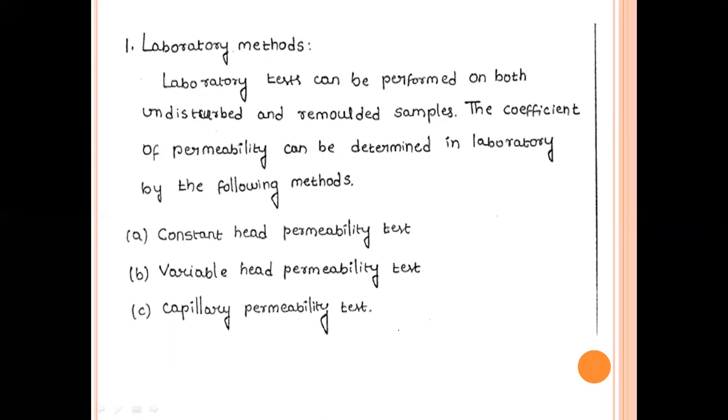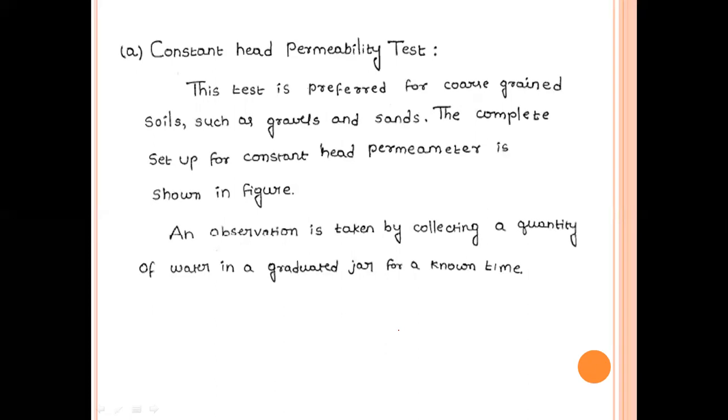The coefficient of permeability can be determined in the laboratory by the following methods. There are three laboratory methods: the constant head permeability test, the variable head permeability test, and the capillary permeability test. These are the three methods used in the laboratory. So the first one is the constant head permeability test. This test is preferred for coarse grained soils such as gravels and sands.